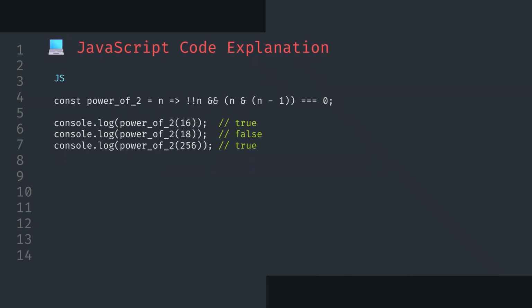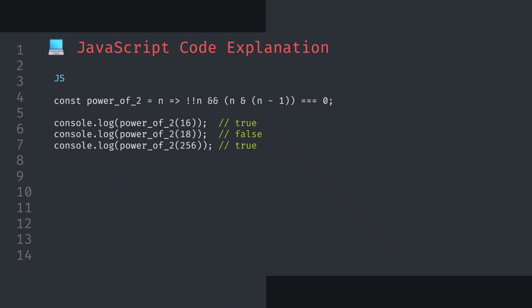This function uses a bitwise AND trick: n & (n - 1) === 0. It returns true only if n is a power of 2. We also check the Boolean conversion, or the truthiness conversion, to ensure n isn't 0 or falsy.